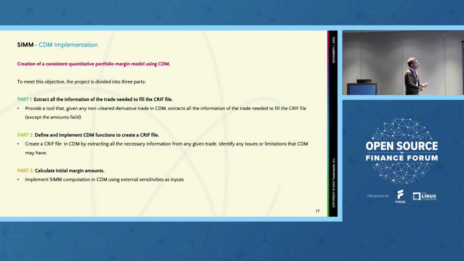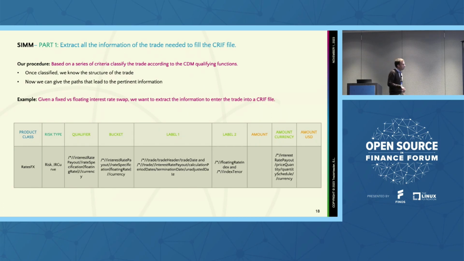Once we know that, we extract the information for the particular product that is required to fill out the matrix, the CRIF file. And then we implement the functions to create that, to output the expected output that we need in CRIF to be able to calculate SIMM. And finally, we calculate the SIMM amounts based on the CRIF file. What we have completed in the project, and it's not everything, but almost, is that we are able to complete all the columns except the amount and the amount USD, and I'll discuss that in a second.